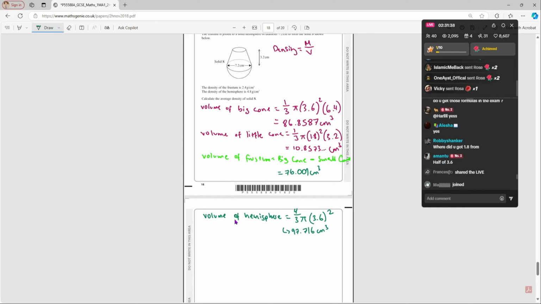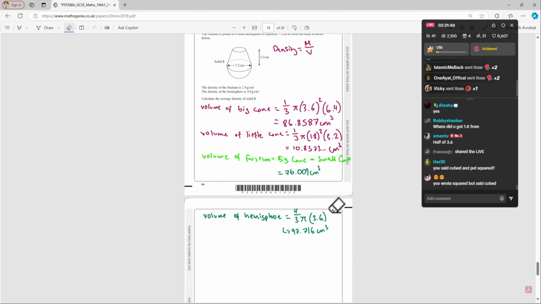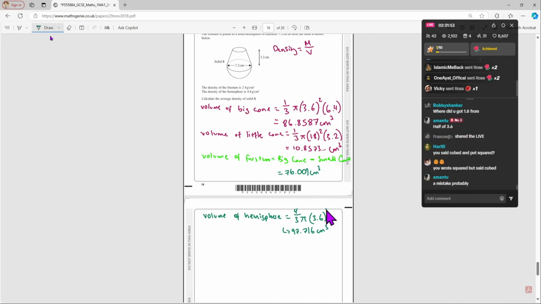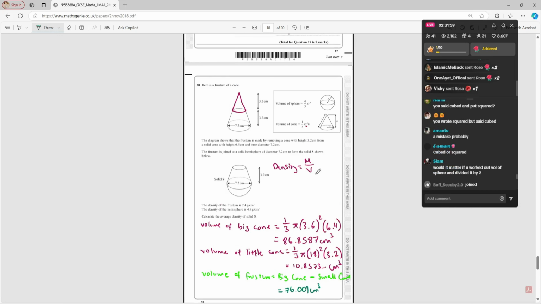And now, once we have done that, we need to work out our actual question, which is to work out the average density. Okay, I meant cubed, guys. I meant cubed. Okay, it's cubed because if you look at the formula, it says cubed.